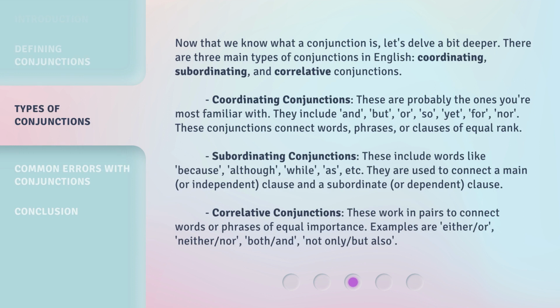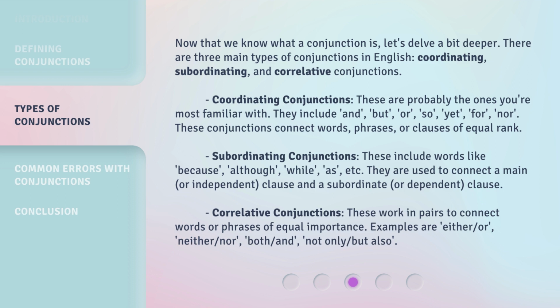Now that we know what a conjunction is, let's delve a bit deeper. There are three main types of conjunctions in English: coordinating, subordinating, and correlative conjunctions. Coordinating conjunctions. These are probably the ones you're most familiar with. They include and, but, or, so, yet, for, nor. These conjunctions connect words, phrases, or clauses of equal rank.